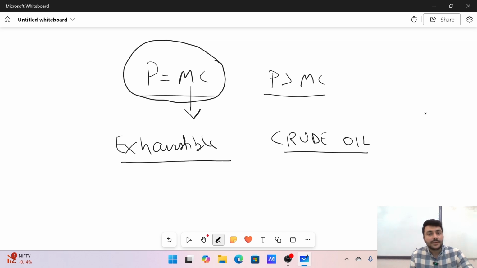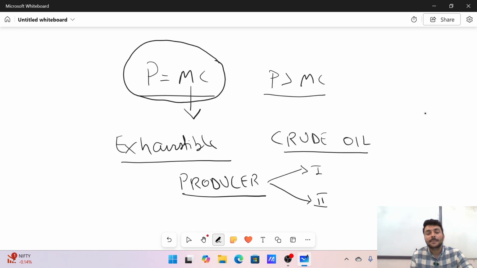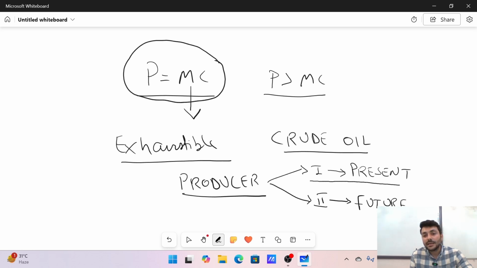All right, so in case of an exhaustible resource, the producer is having two choices in front of him. He can extract the resource in the present time period or current time period. All right, the first case is he can extract the resource in the present time period, or he can extract the resource at some date in the future. So the two options which are available to the producer are, the first one is he can extract the resource in the present time period, or he can extract the resource at some date in the future.